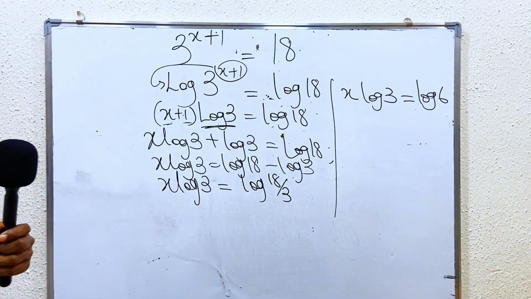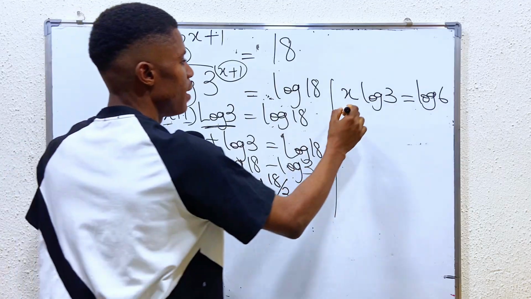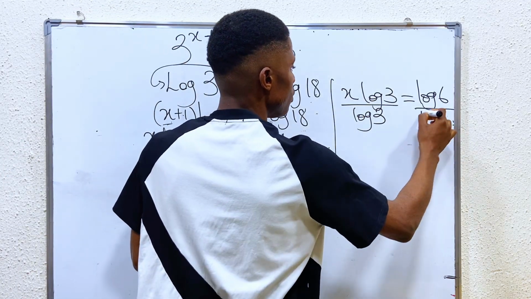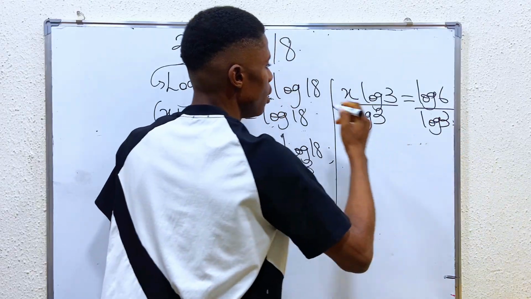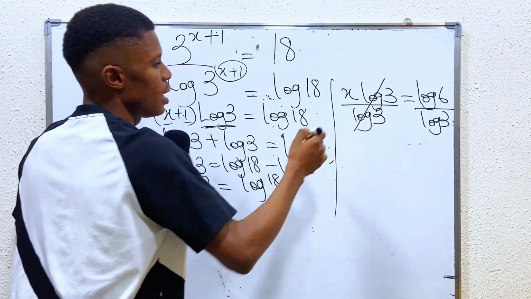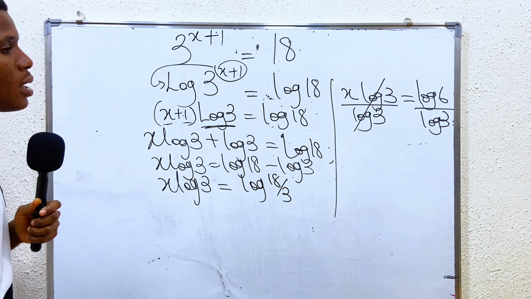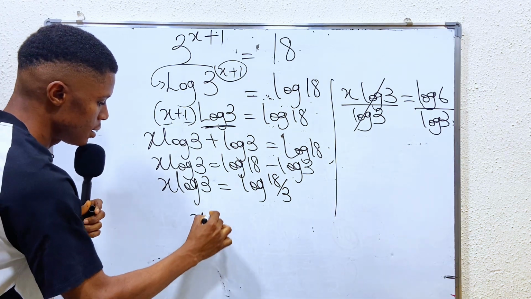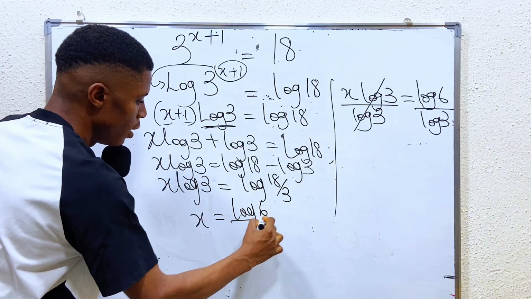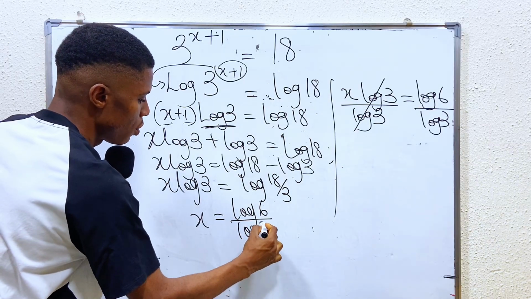Okay? So what do we do again? We have to divide through by what? Log 3. Divide through by log 3. Okay? If you divide through by log 3, it will now cancel out the log 3. If it cancels out, you are now seeing that x is equals to log 6 over log 3.